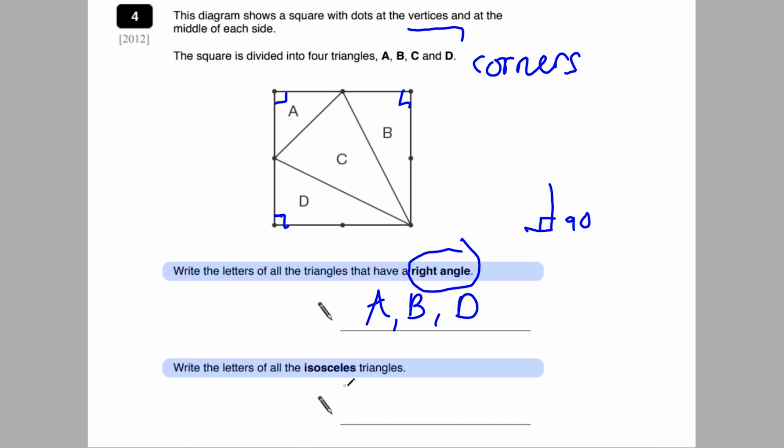Write the letters of all the isosceles triangles. Well, C is definitely an isosceles because we've got 2 angles and 2 sides the same. But you would also need to know and see that A also has 2 sides and 2 angles the same. So A is also an isosceles triangle.